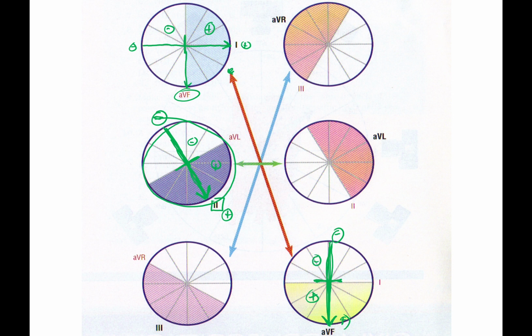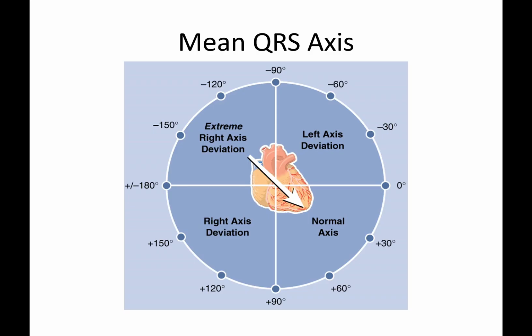That is all that we're trying to demonstrate here, that there's a positive and a negative side to each one of these leads. Also that there are these pairings that exist, so that 1 and AVF are perpendicular to each other, you've got 2 and AVL that are perpendicular, and finally you've got 3 and AVR. That's the main point of this.